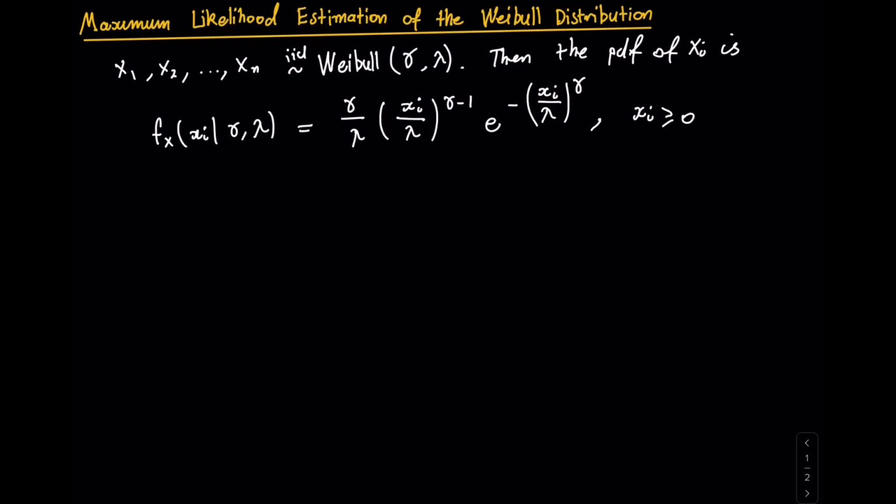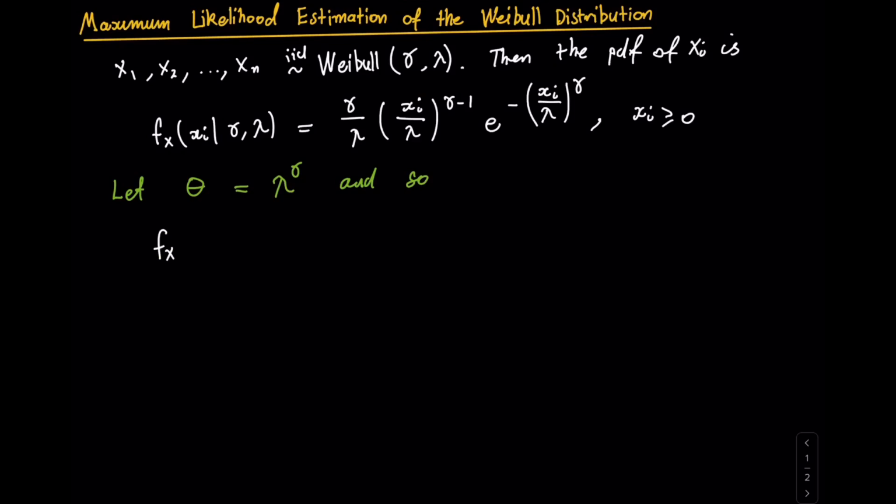However, this is a little bit of a complicated form of the distribution, so I'm actually going to reparameterize it a little bit, and here's another version of the parameterization. I'm going to just say let theta equal lambda to the gamma. And so now we have a new parameterization.